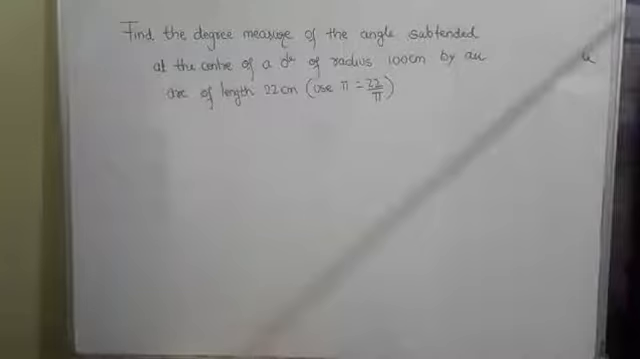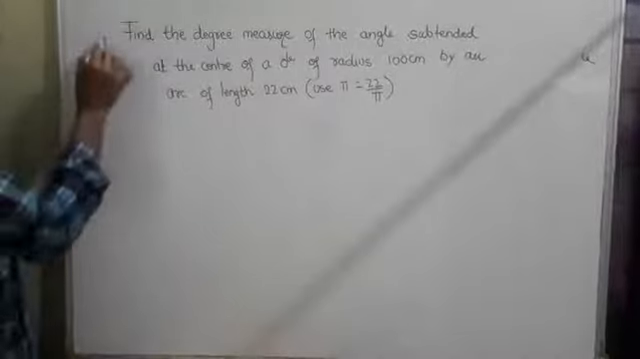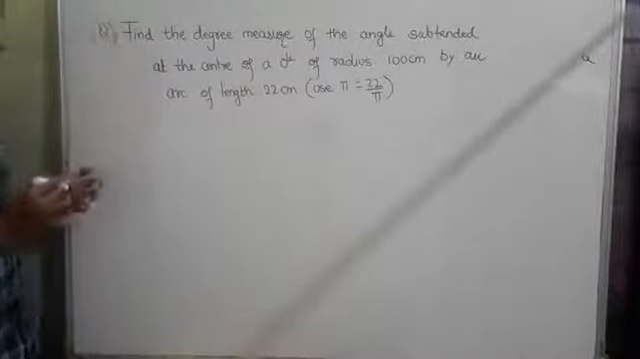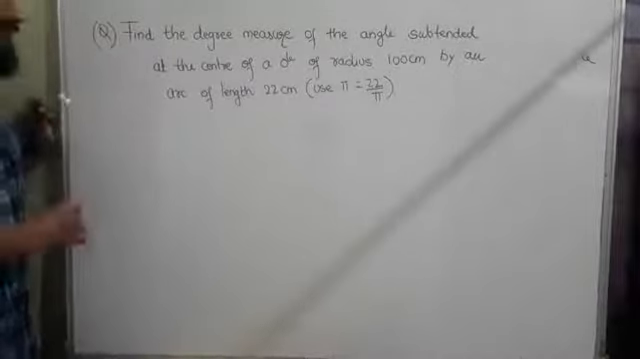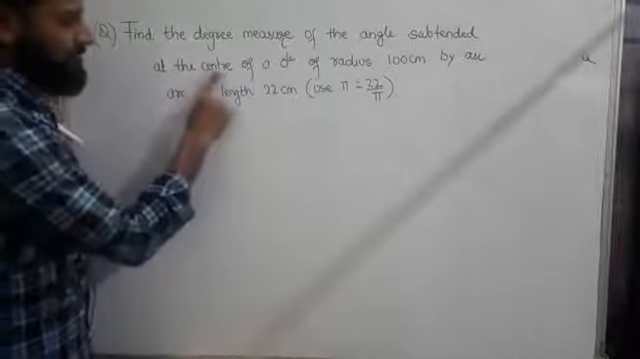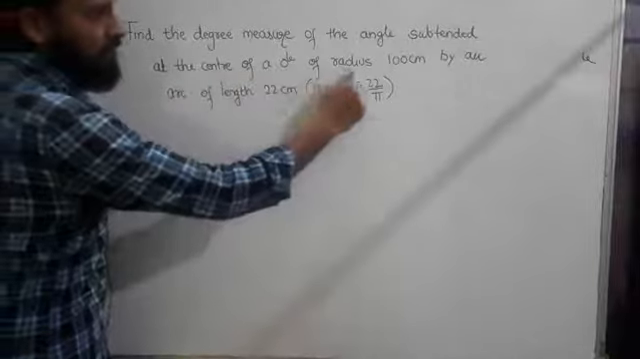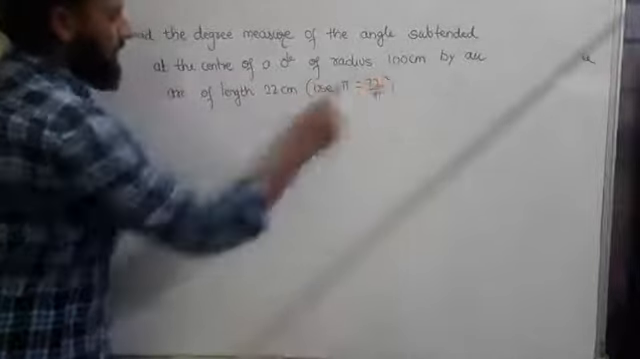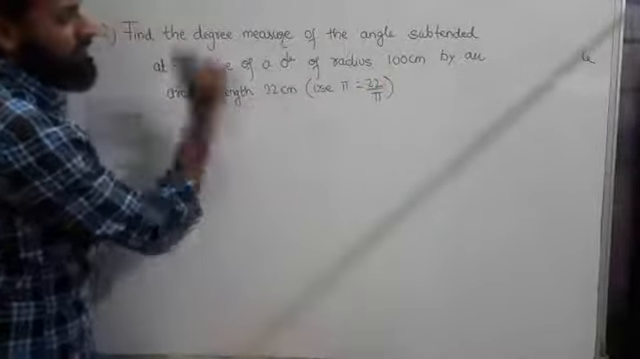Well, dear students, the next question is on the board. So let's see what the question says. Find the degree measure of the angle subtended at the center of a circle of radius 100 cm by an arc of length 22 cm.